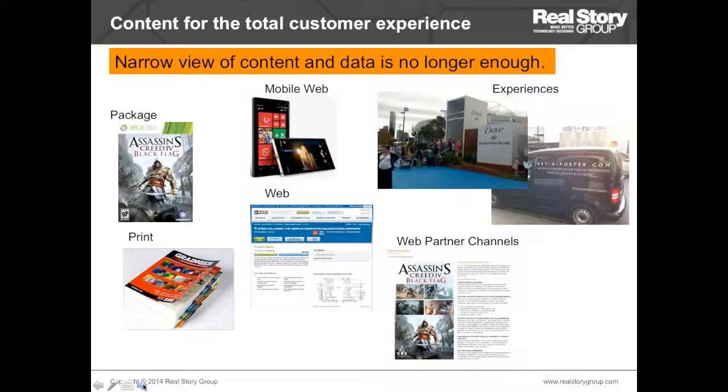But beyond that, there's also still a big market out there for print. We can't forget that still exists. Even though it's decreasing, there's still a lot of that happening. There's still a big market also for managing packaging.